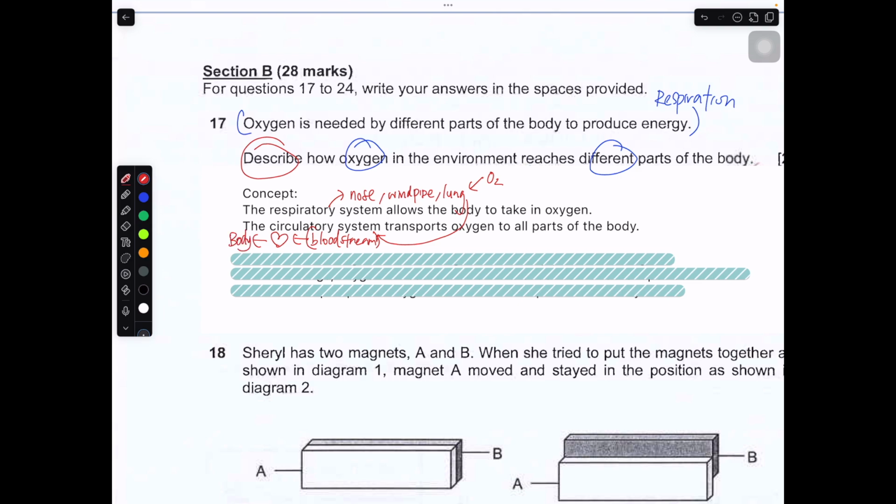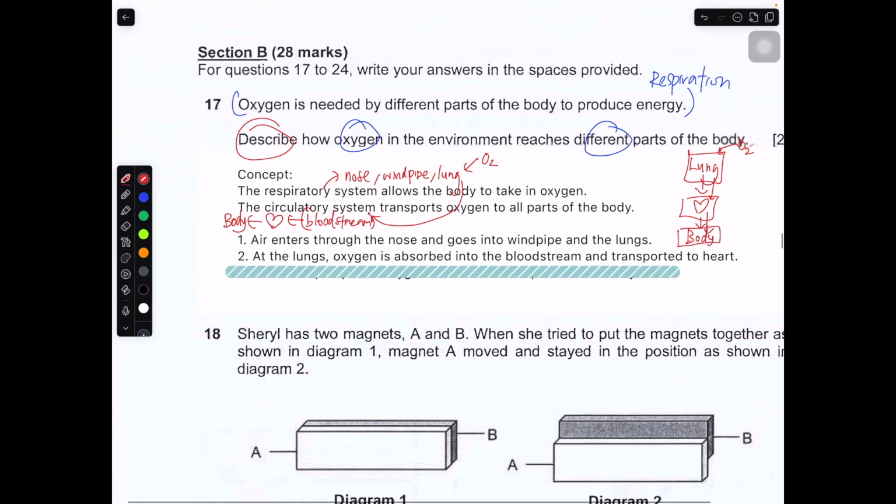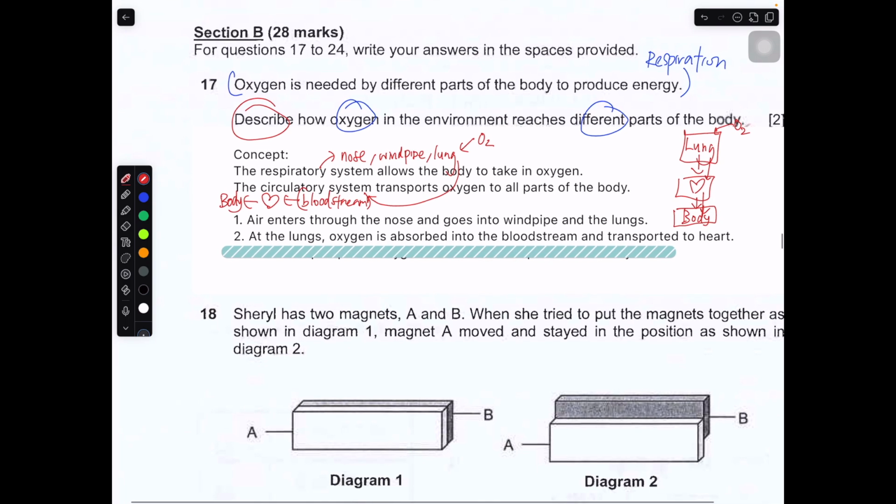If you recall, this is actually the exact diagram that you need, but you need to put them into words right now. You need to be able to describe how oxygen goes into here, here, and into the body. So the first point will be: air enters through the nose, windpipe, lung. Second point: at the lungs, oxygen is absorbed into the bloodstream and transported to the heart. This is describing this part over here. Let me highlight them, this to this.